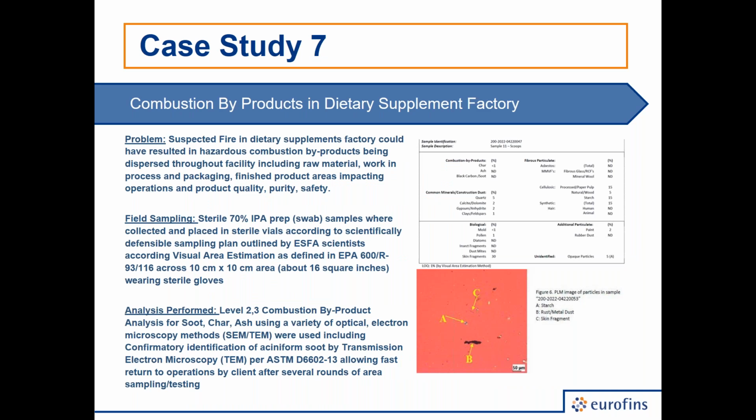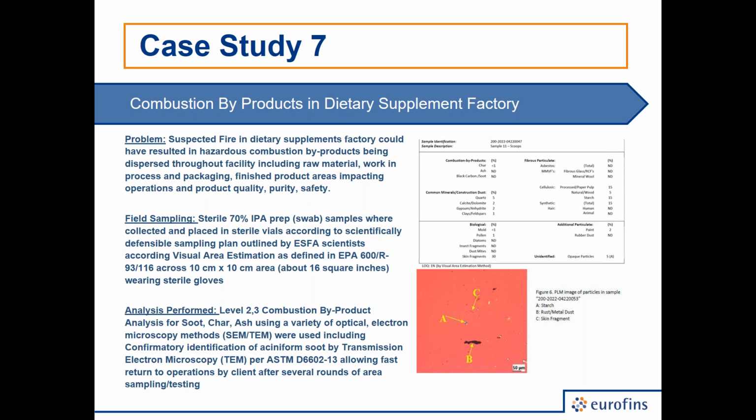Here's case study 7, combustion byproducts at a dietary supplement factory, where the plant shut down. What was the source of the fire? Was there a fire? Was it maybe just something overheated? Was it a gasket? This or that, a problem with the HVAC system.